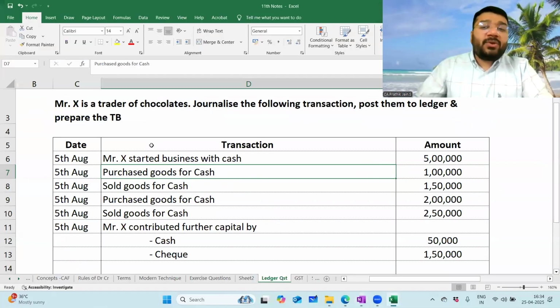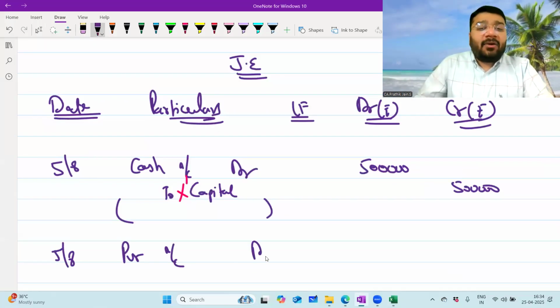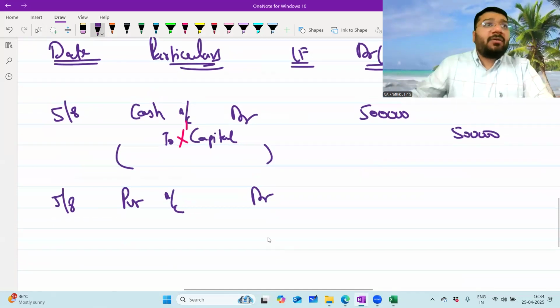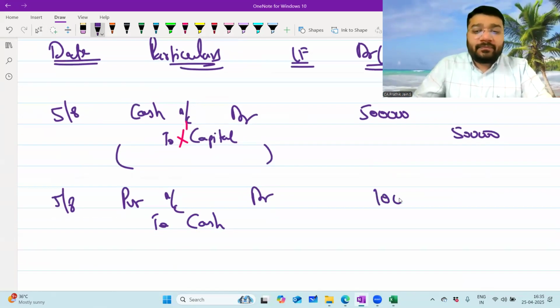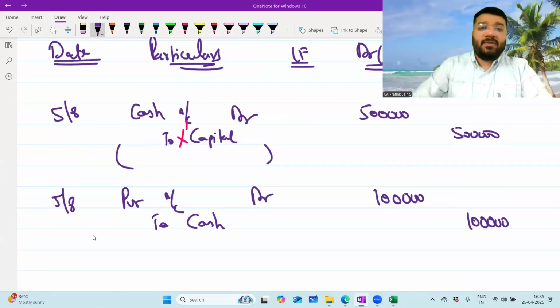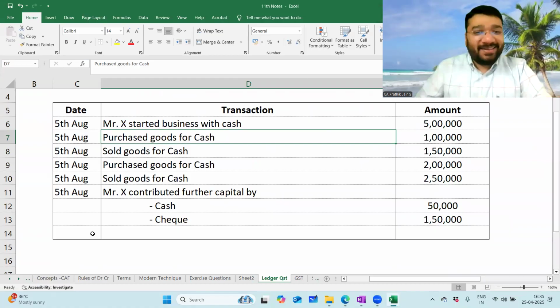Now, purchased goods for cash 1 lakh rupees. Purchase account debit to cash. How much? 1 lakh rupees. All of you have become pro in journal entries or still struggling? Okay.